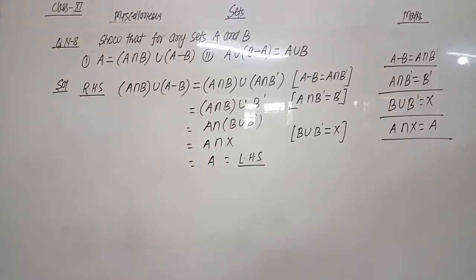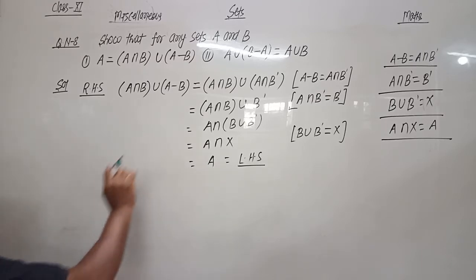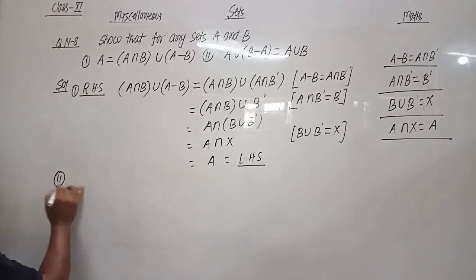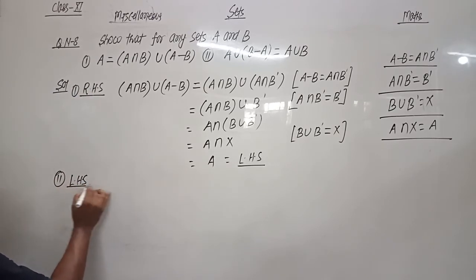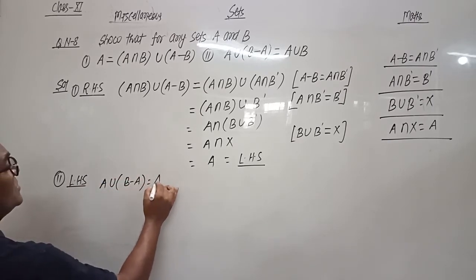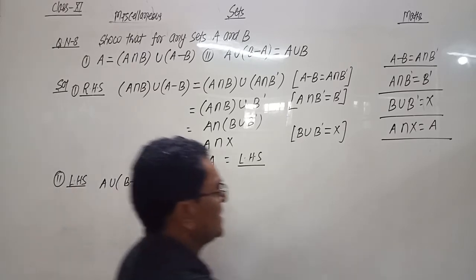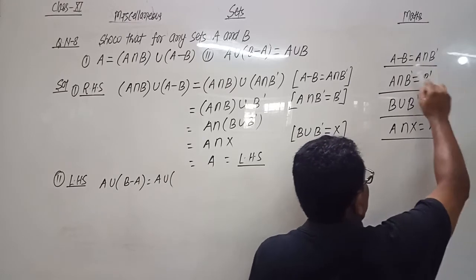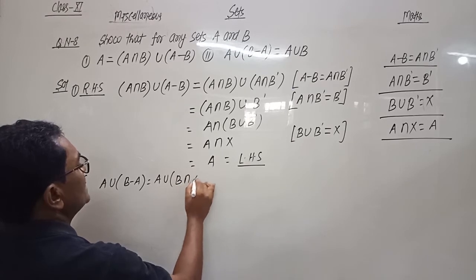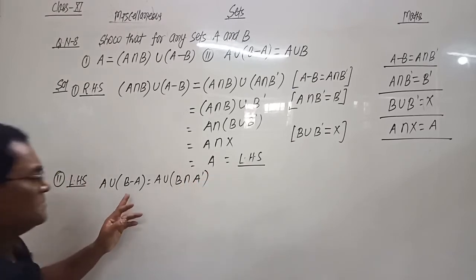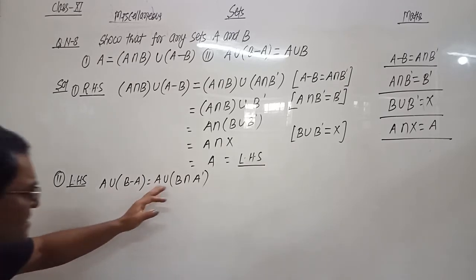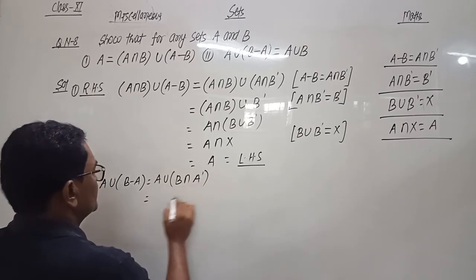Now the second result is A union B minus A. In the second, we solve LHS. So for the second result, LHS is A union B minus A. If A minus B is written as A intersection B dash, then B minus A is written as B intersection A dash. Now we use the distributive property.